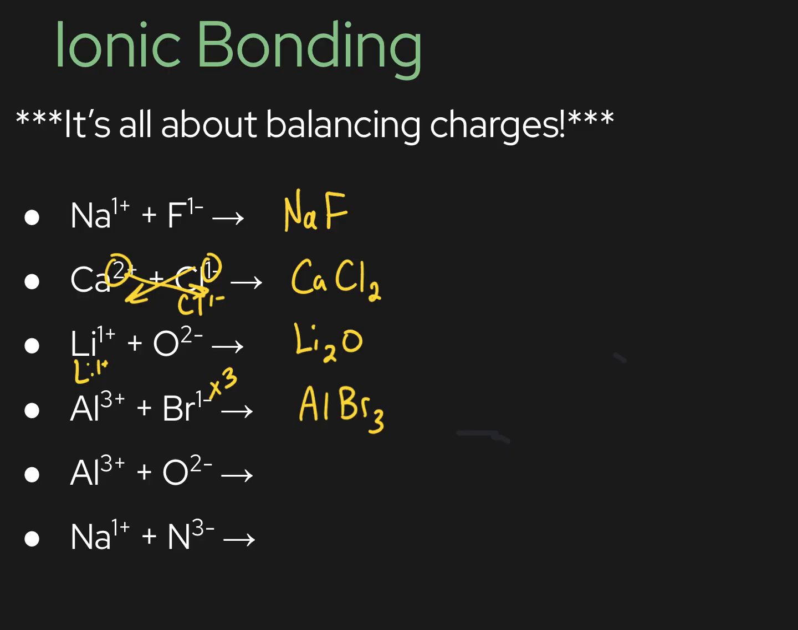So let's apply the crisscross method to find the formula for this next one. 3 goes down here, and the 2 goes down here on the aluminum. So what you get is Al2O3 because you crisscross. 2 for aluminum, 3 for oxygen, Al2O3. So what I'm saying here is that I have 2 times 3 plus, which is 6 plus on the left, and 3 times 2 minus, which is 6 minus on the right, plus 6 minus 6 cancel out to be 0. This last one, using the crisscross method, we put a 1 down here and a 3 down here, and you get Na3N1.